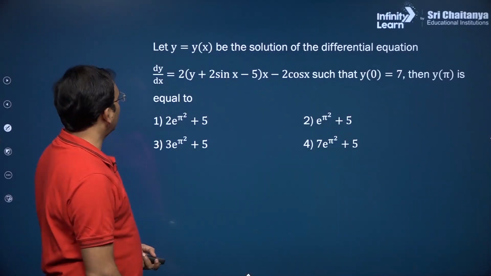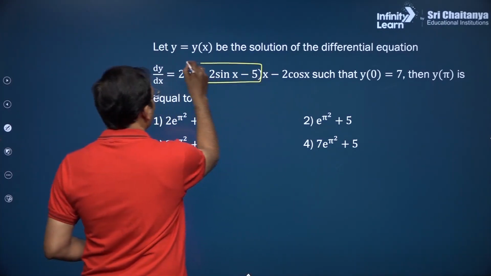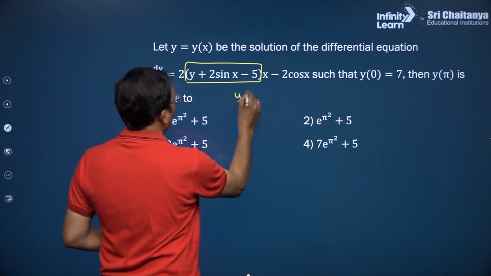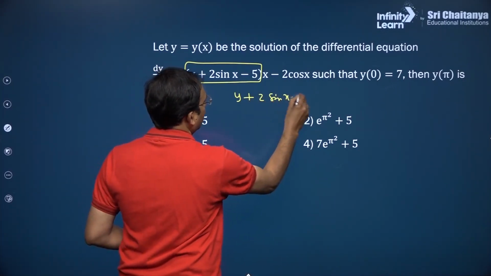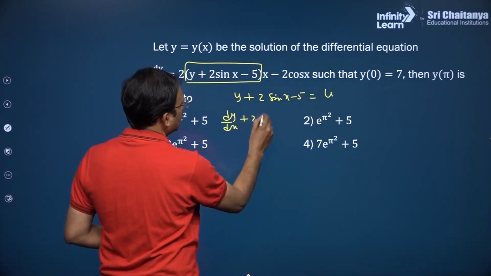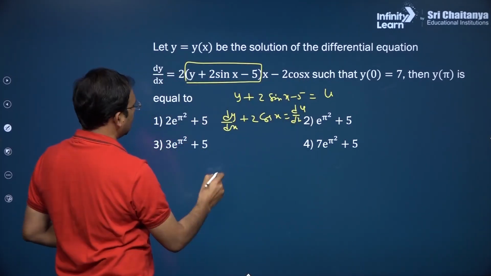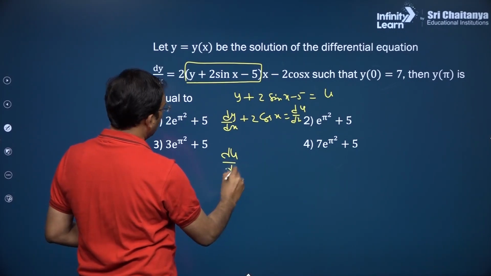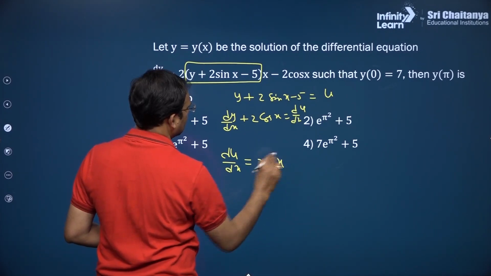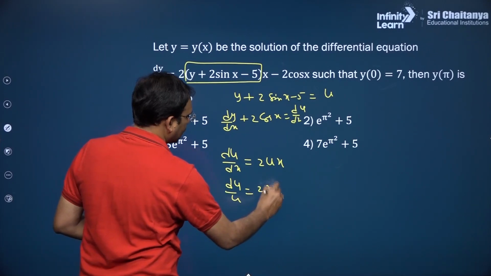Okay. Next, my dear friends, this is a simple differential equation. You just take this part, y plus 2 sin x minus 5, as u. If you take y plus 2 sin x minus 5 as u, dy by dx plus 2 cos x is equal to du by dx. You bring plus 2 cos x here. So this is going to be du by dx is equal to 2xu, that is it. So du by u is equal to 2x dx.